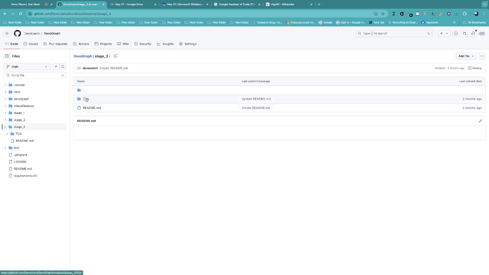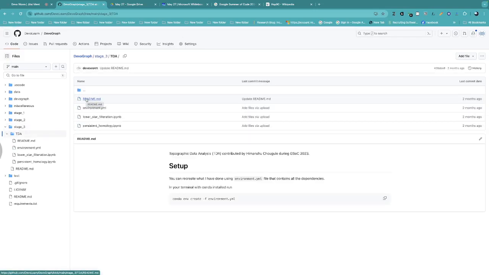Himanshu last summer worked on topological data analysis, and this is a lot of the work that he did, where he has some notebooks here. He's set up an environment, and this is the README here. The README doesn't have a lot, but it basically tells you how to run the environment file and that sort of thing. So we have a lot of gaps that need to be filled, and of course you have your projects.